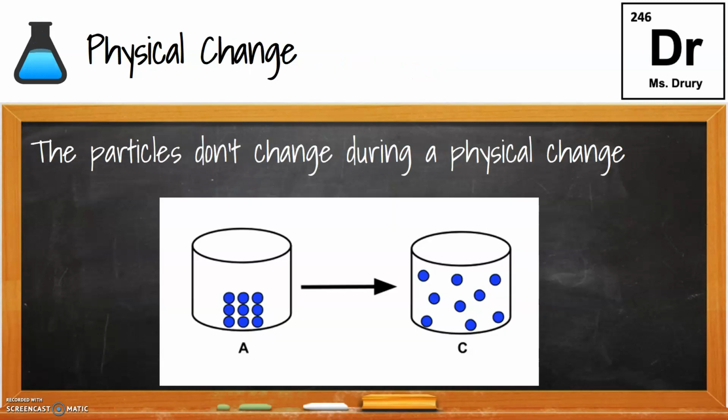It doesn't change what the particles are. So during a phase change or a physical change, the particles don't change, they're just moving apart or getting closer together. As you can see, A being a solid and C being maybe a gas, it's the same substance. They're still blue circles and they're just farther apart or closer together.